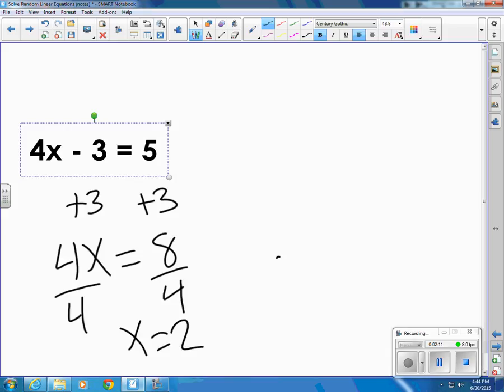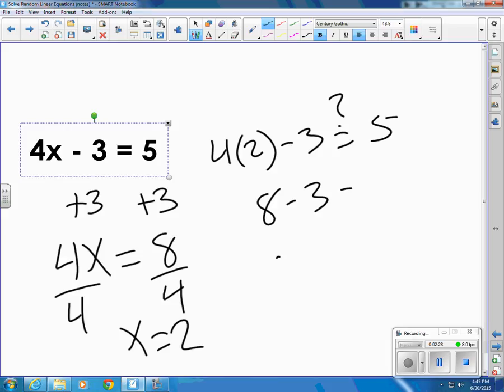Or you could say the opposite of multiply by 4 is divide by 4. So x equals 2. Plug it in to check. 4 2's minus 3, is that equal to 5? Well, 8 minus 3, yeah, that's equal to 5.